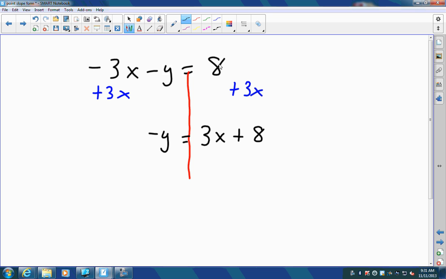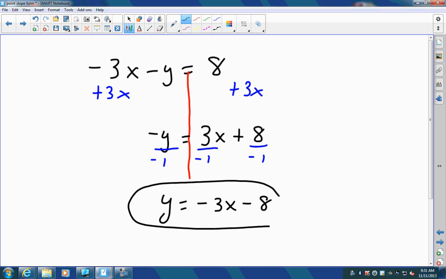Remember, these can't go together. That's one of the common mistakes. These are those little units when we use tiles, and these are the rectangles. Now, this y, I have to make it a positive y. So I'm going to divide everything by negative 1. A negative divided by a negative is a positive. So I have y equals negative 3x minus 8. There's my equation in slope-intercept form.